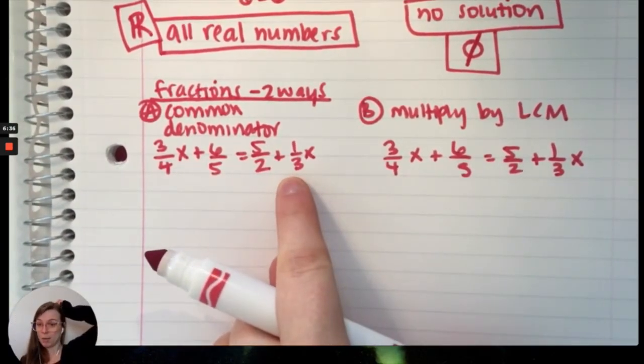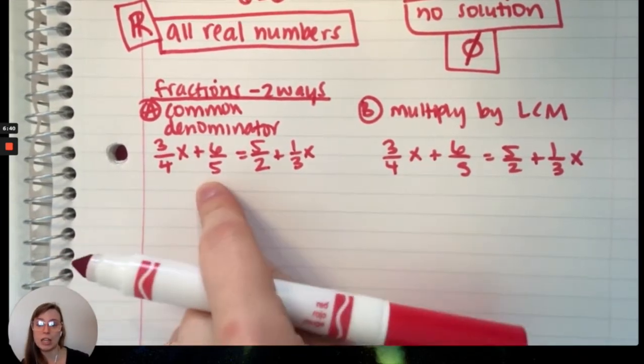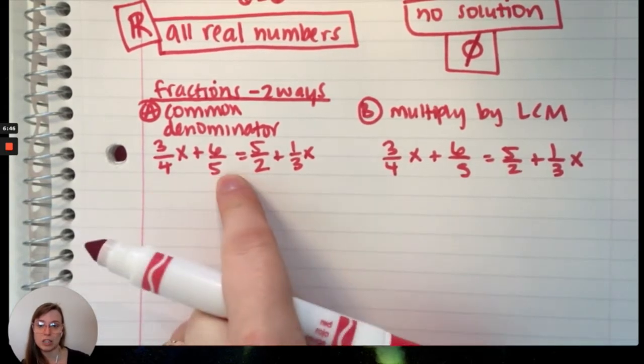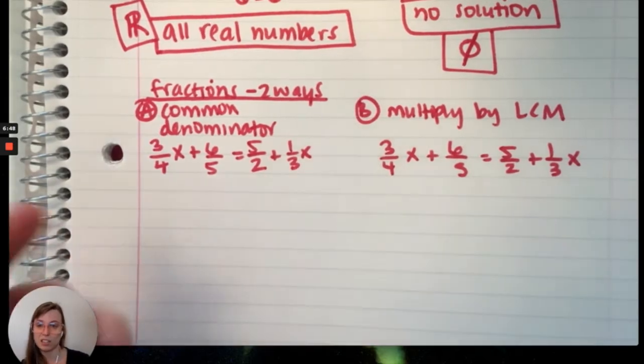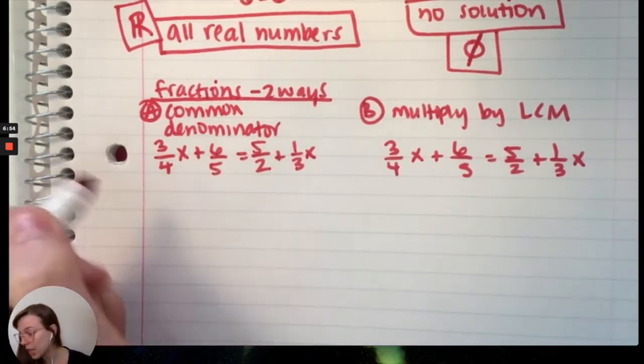Alright, so for common denominator, I have a 4, 5, a 2, and a 3. So what's a common multiple that 4, 5, 2, and 3 have? 4 and 5 make 20. 2 can go into that, but 3 can't. So that'd be 60. Let's see. 4 goes into 60. Yeah, I think it's 60. Maybe there's a smaller one. 24, but 5 doesn't go into 24. Okay, we'll go with 60.